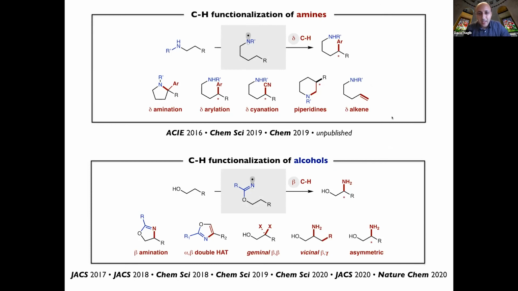All right, so that's all I have to show you today. Basically the two programs, the delta C-H functionalization of amines via these amidyl radicals, or the beta functionalization of alcohols via these imidate radicals. And these are the stories that I've highlighted today.